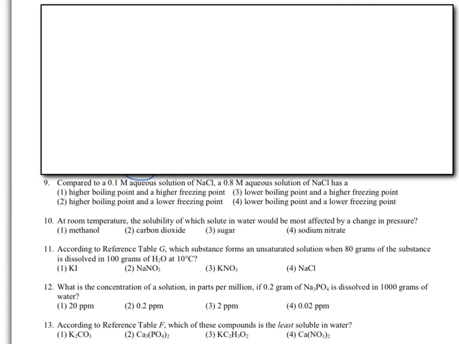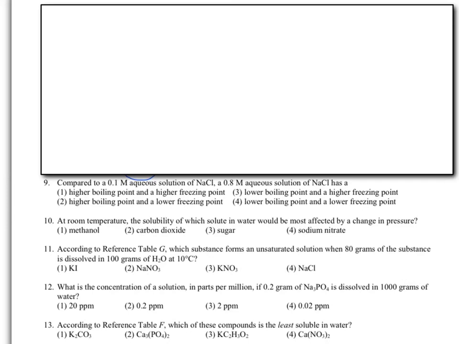Questions 9 and 10 look at something called colligative properties. These are properties of pure solvents that change when you add a non-volatile solute. The more non-volatile solute that is added to a pure solvent, the more drastic the effects of lowering the freezing point and raising the boiling point will be.